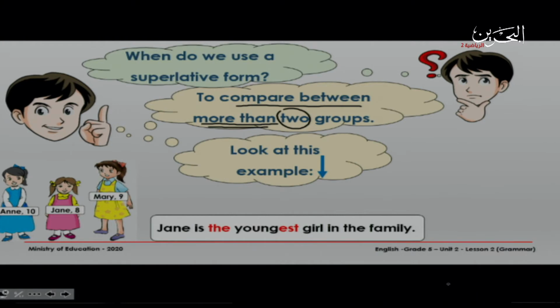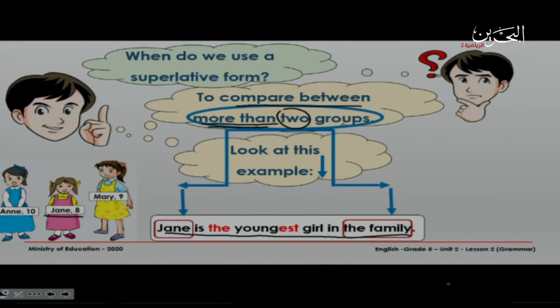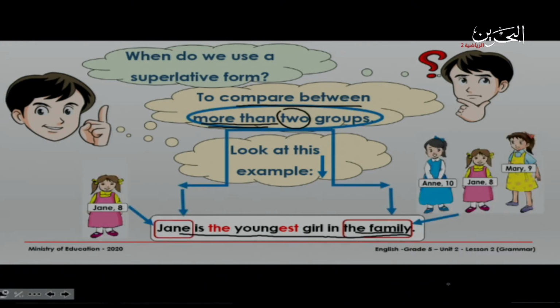Let's look at this example. Look at Jane. Jane is the youngest girl in the family. So here we are comparing between more than two groups. The first group is Jane. And here we have the family. Look at the family. We have 3 members in the family. So we are comparing between more than two groups.